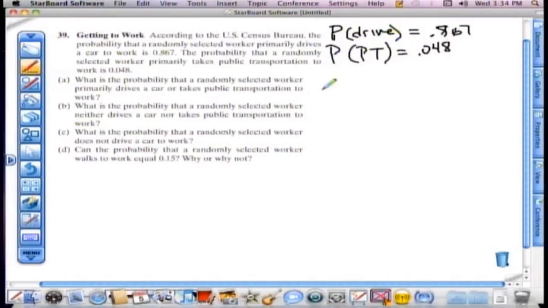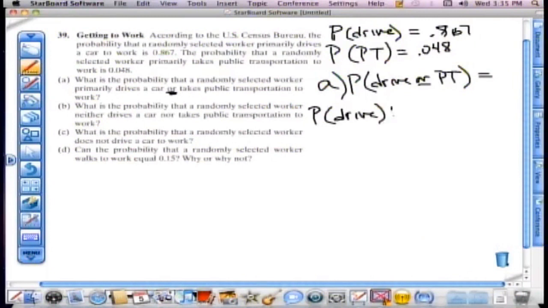Okay, part A, what is the probability that a randomly selected worker primarily drives a car or takes public transportation to work? So the probability that they drive or take public transportation. The or tells us that we can add the probabilities. Then we ask ourselves, are the events mutually exclusive? Can they both primarily drive and take public transportation? I don't think so here. If it's primary, they're either going to drive or take public transportation or something else.